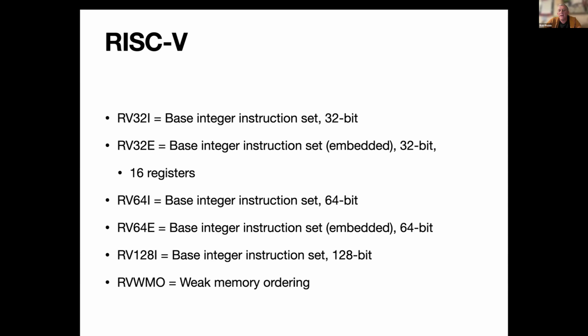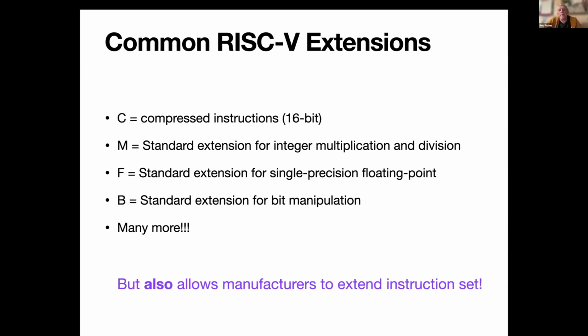So 32i is a basic integer instruction set. There's a version called 32E, which is exactly the same as the 32i, except it only has to support 16 registers. And then there's a 64i and a 64E and a 128i. I won't talk about the weak memory ordering. And then there are extra bits, right?